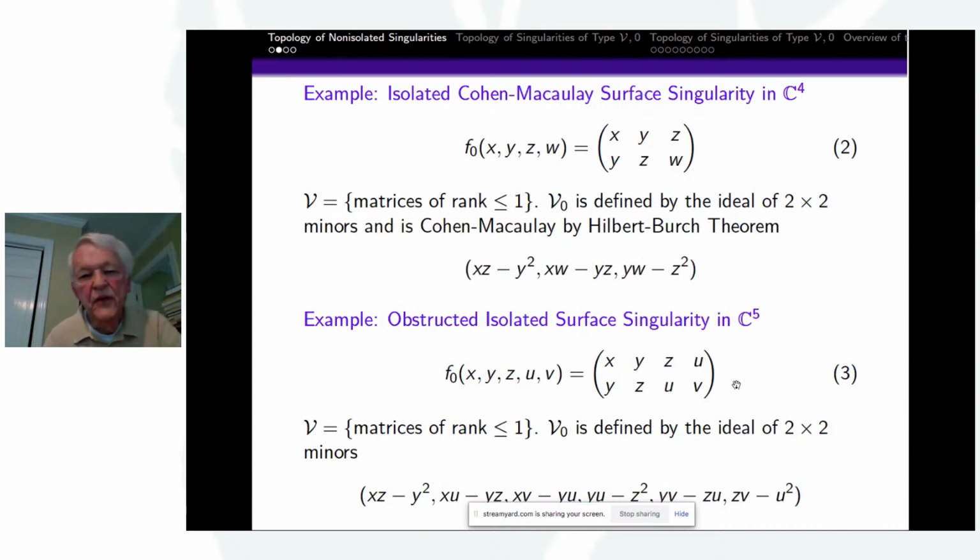If instead we go up to isolated surface singularity in C^5 given by mapping into the 2x4 matrices, again we have the variety of singular matrices of rank less than or equal to 1. V0 is defined by the 2x2 minors, but now it's more complicated. This is the so-called Pinkham example: there are ways of deforming this abstract singular surface which are not given by just deforming the entries of the matrix.